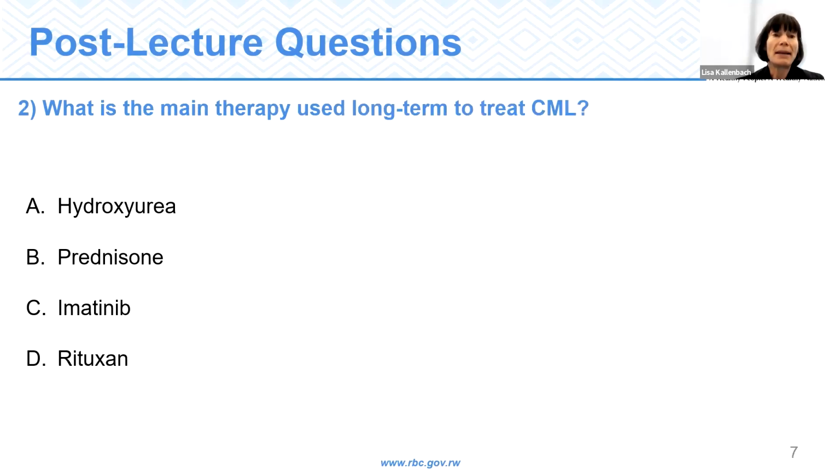Number 2, what is the main therapy used long-term to treat CML in most cases? A, hydroxyurea, B, prednisone, C, imatinib, or D, Rituxan? And the answer here is imatinib. And we also discussed during the lecture some second-generation drugs such as dasatinib.